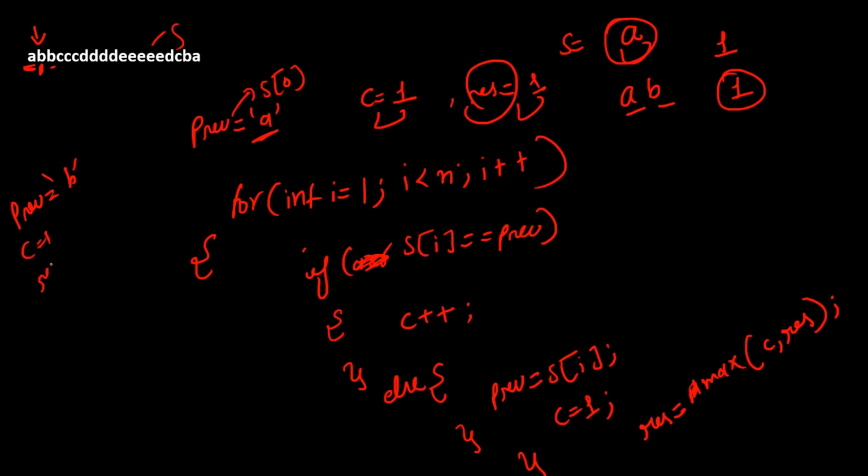Okay, cool. Now this ith element is equal to that of the previous element, right? That's clear. So what we're going to do is we'll be incrementing the value of c. So c is 2 now, and here res value will also be updated to 2. Now we'll be proceeding further.